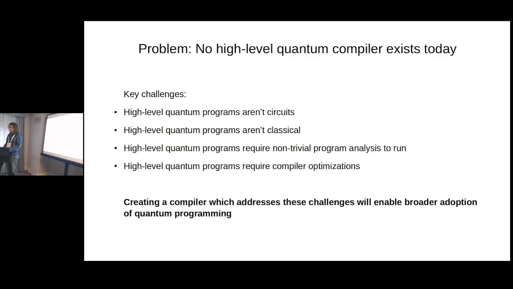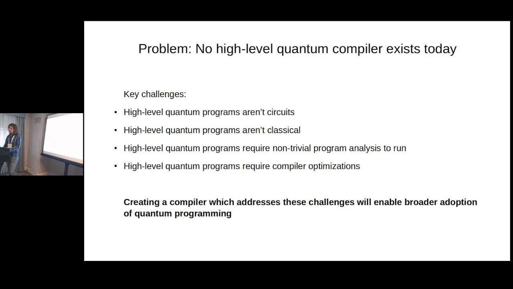There are challenges with designing a compiler. For example, high-level programs aren't exactly circuits. They can have control flow, functions, higher-order functions, uncomputation and many other things which don't trivially map to gates. And they aren't classical either. We can't just run them on a classical computer. We obviously need a quantum computer. So we do need to get to something like a quantum circuit.